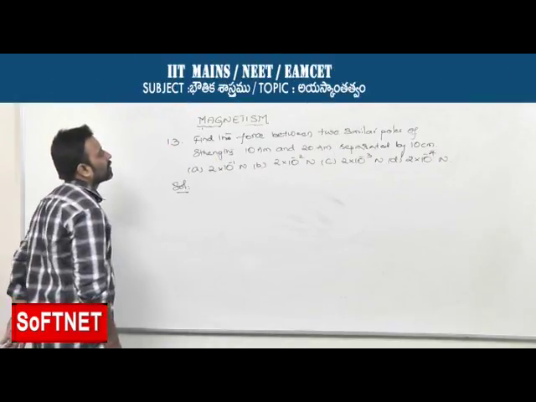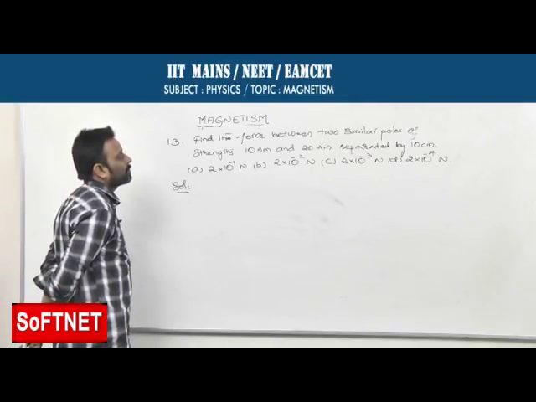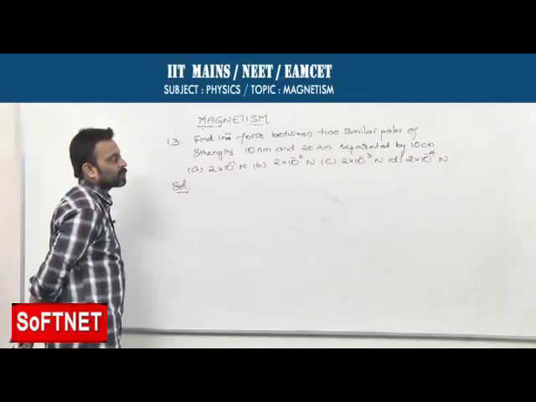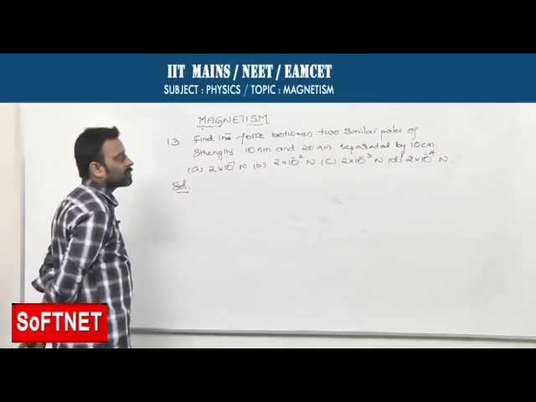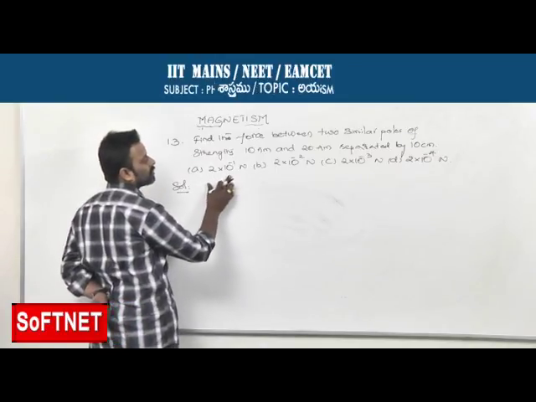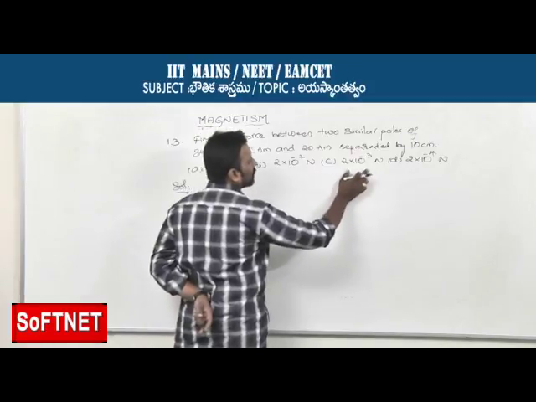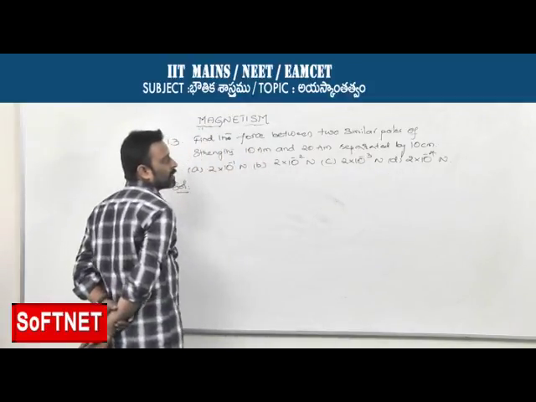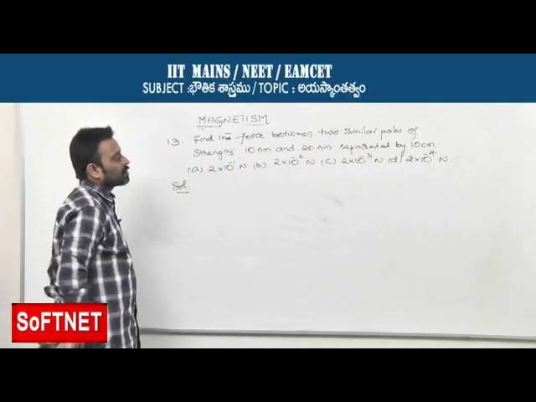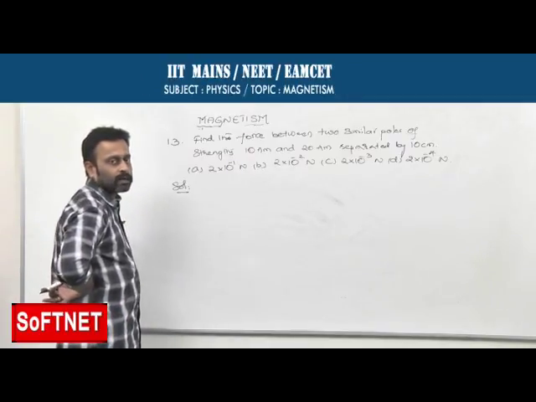Problem number 13. Find the force between two similar magnetic poles of strengths 10 ampere meter and 20 ampere meter which are separated by a distance of 10 centimeters. The given options are 2 into 10 power minus 1 newtons, 2 into 10 power minus 2 newtons, 2 into 10 power minus 3 newtons and 2 into 10 power minus 4 newtons. This is the problem based on the concept of Coulomb's inverse square law.